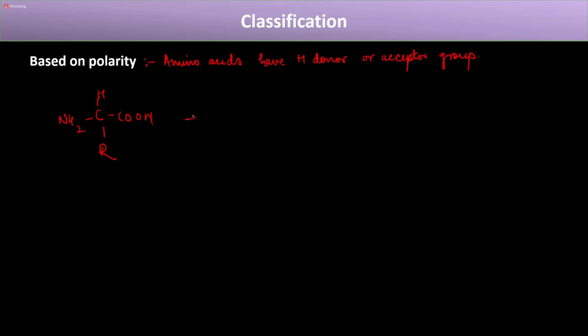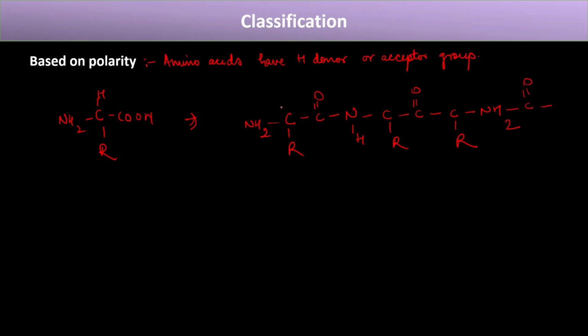So in protein, the amino acids exist something like this. CO, CH, NH, and here you have NH2. You have R group, R group, R group, right? So here what you are seeing, this is one amino acid. Similarly, this is another amino acid.